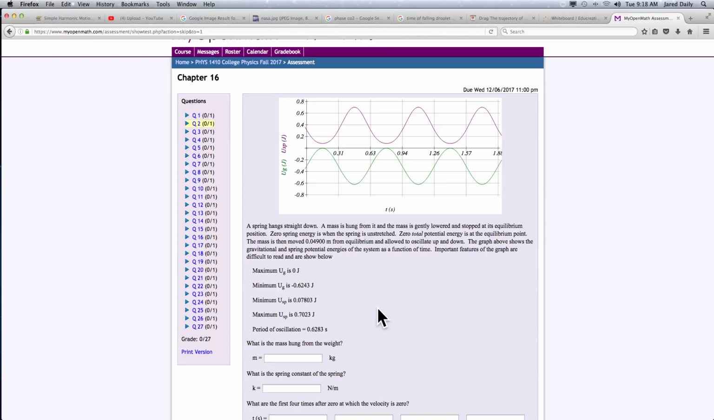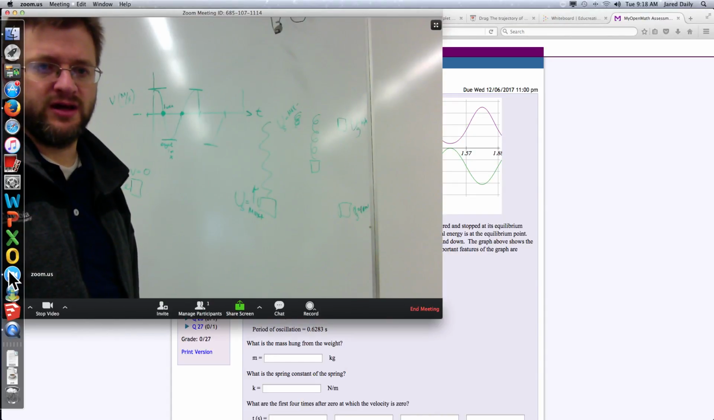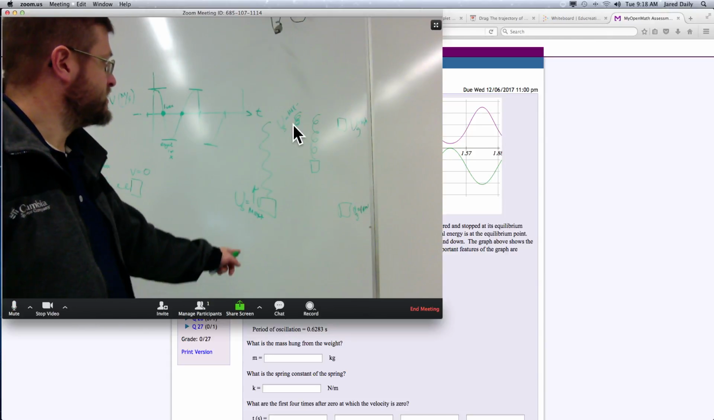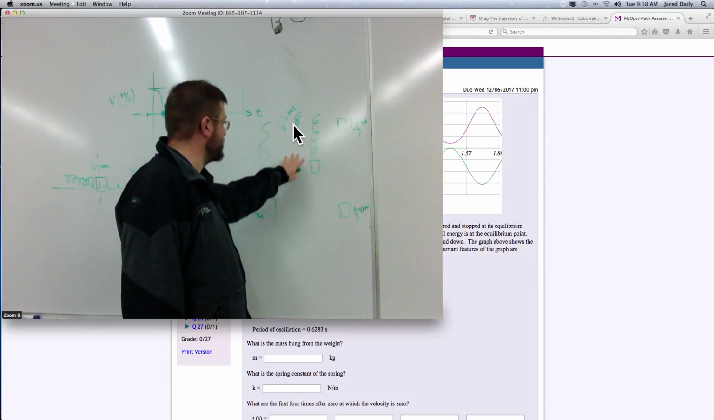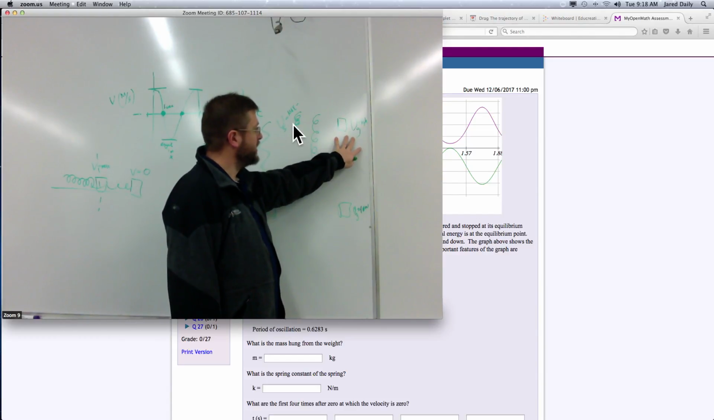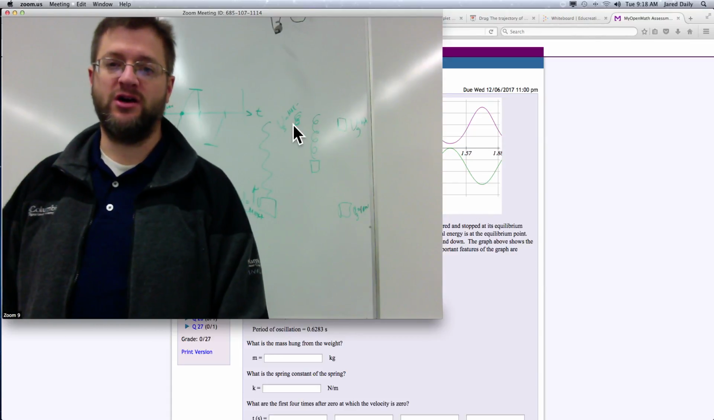So on this graph here, and why does this keep switching back? Okay, so anyway, here's your spring. This is maximum negative for the spring, maximum positive for the spring potential energy, maximum gravitational potential energy high, and gravitational potential energy low.